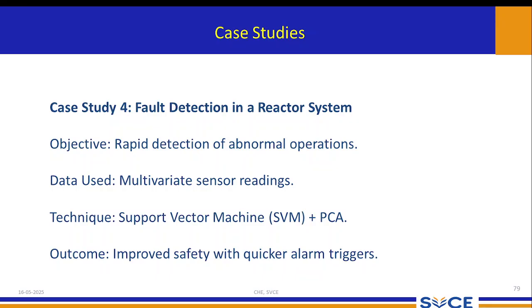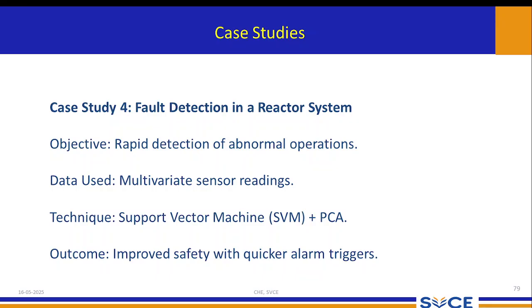The data used is multivariate sensor readings. So they will take readings from different parts of the reactor, either using a sensor or flow meters and things like that. For a batch reactor, there won't be any flow meter because it's a batch process. But obviously they will measure the temperature and pressure using a sensor, and the reactant concentration can also be measured by means of a sensor.